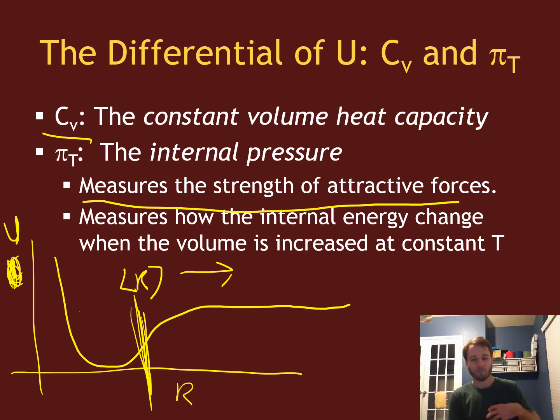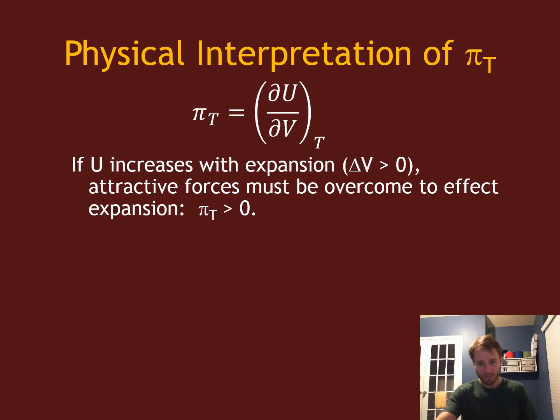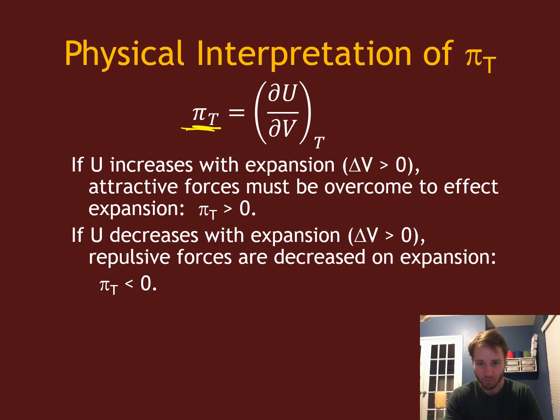Now, it's sort of the opposite if repulsive forces are dominating. That is based off of the sign of pi sub T, the sign of this internal pressure. So if U increases with an increase in volume, that means pi sub T has to be greater than 0. That is related to when attractive forces are dominating. But if U decreases with an expansion, that means repulsive forces are dominating.